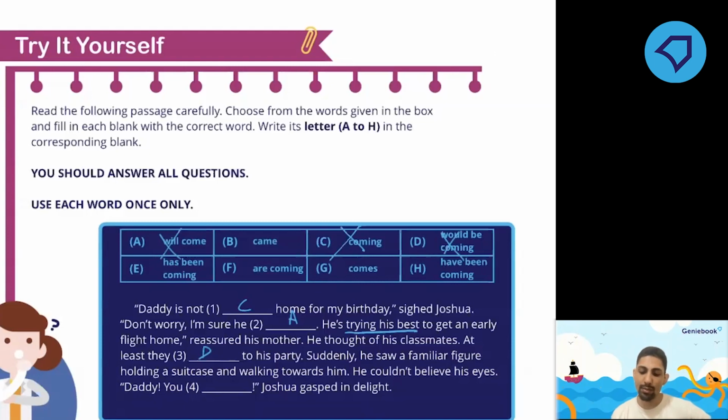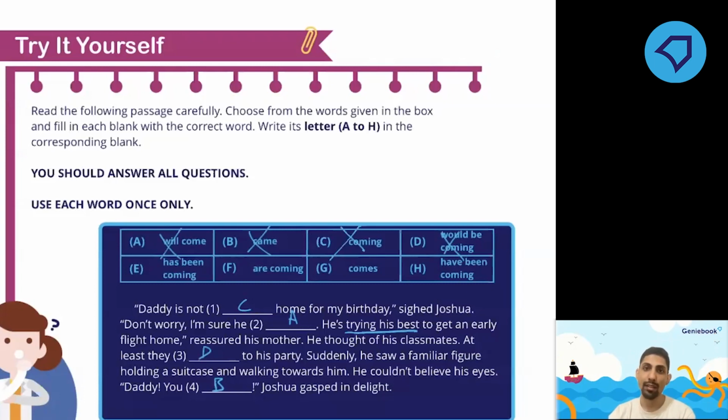And then we look at the last one. "Suddenly he saw a familiar figure holding a suitcase and walking towards him. He couldn't believe his eyes. 'Daddy, you came.'" Correct, because came is the arrival, right? The father has already arrived. That's why he came. That's why he's now walking towards his son. He arrived at home. Not "you are coming." Because if you are coming, the father is on the way in the flight. "Daddy, you are coming home?" You're on the flight? But now the father is here. He can see the father. So came. Okay, that's cool.